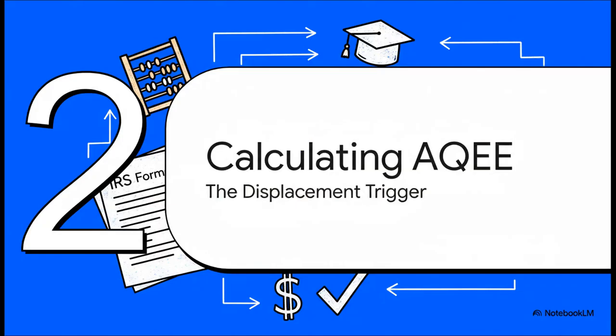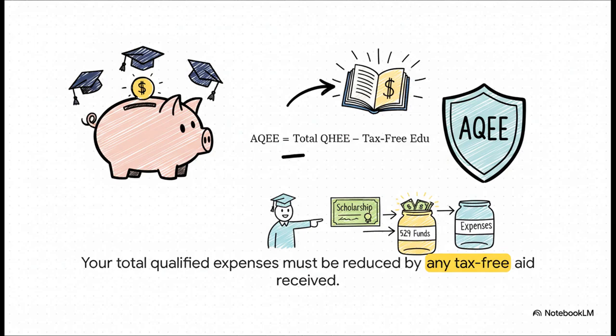So, how does this conflict actually cause a problem? Well, it all comes down to a very specific calculation the IRS makes you do. It's designed to stop you from getting a double tax benefit. And the result of this calculation is what's called your Adjusted Qualified Education Expenses, or AQEE for short. This formula, which you can find in IRS Publication 970, is really the heart of the matter.